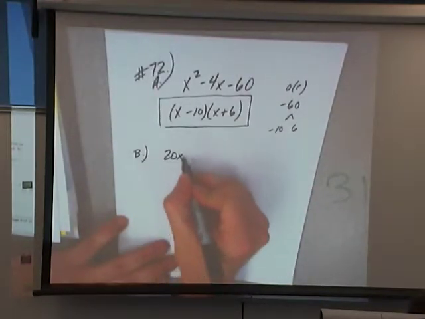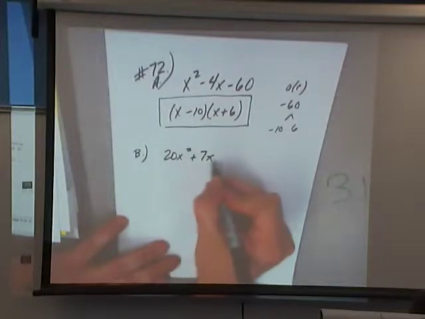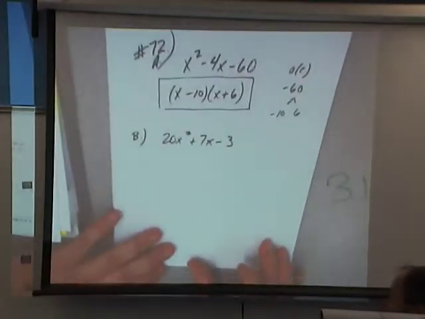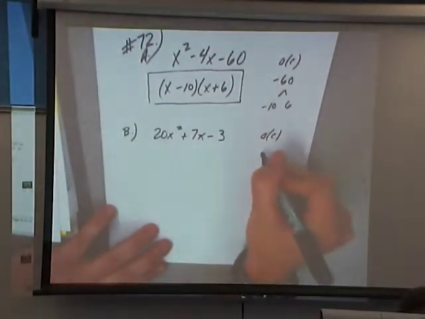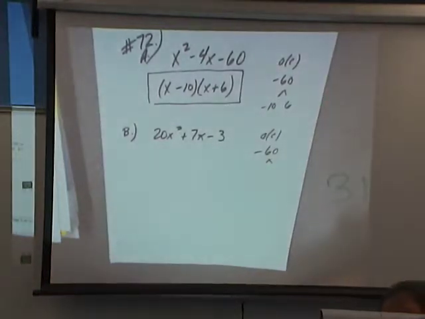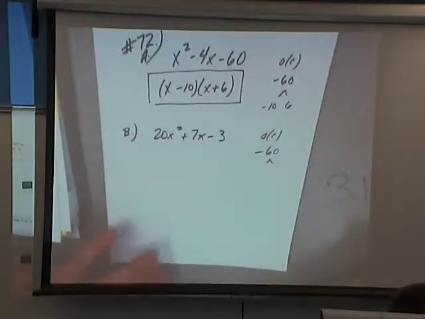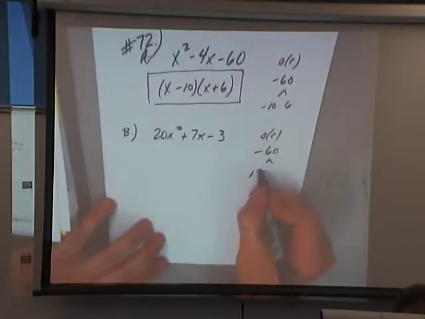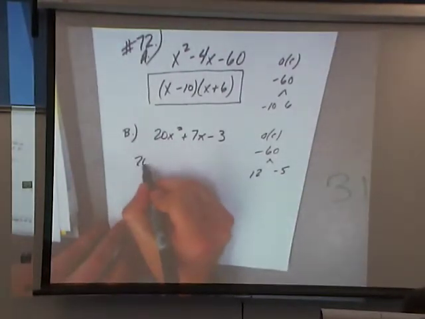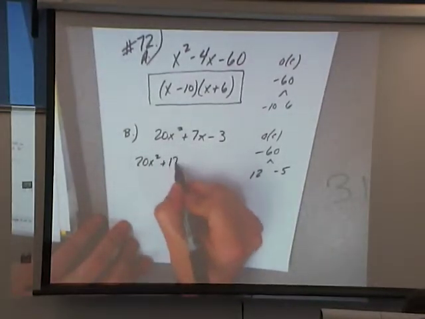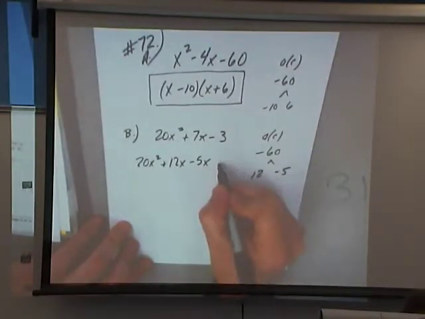B, 20x squared plus 7x minus 3. Once again, it's a quadratic trinomial, so A times C gives us negative 60. Two numbers multiply together give us negative 60, but add up to 7. That's correct, 12 and negative 5. Now what do I got to do though? Split the middle term. So 20x squared plus 12x minus 5x minus 3.